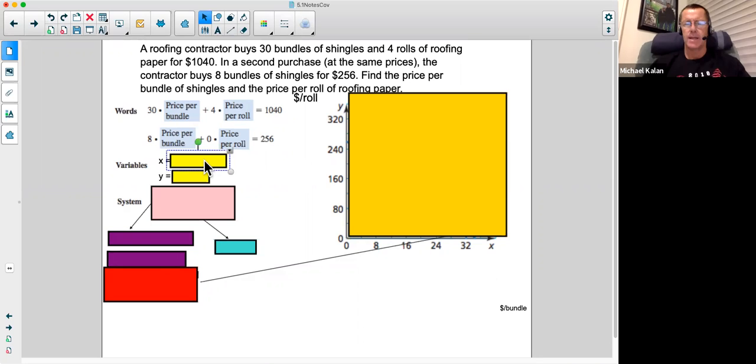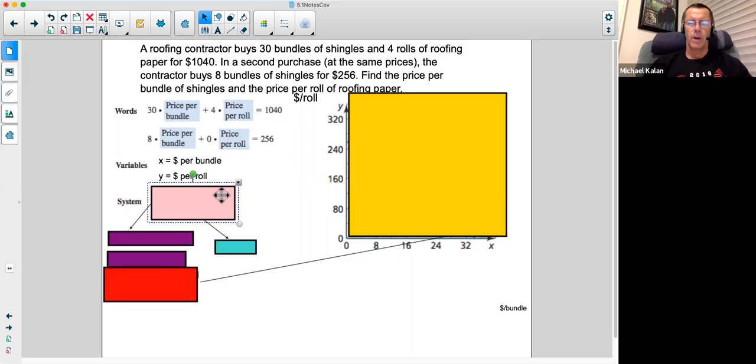If you want to do it like I did, I assigned X to be the price, the number of dollars per bundle of shingles. And then Y is the other unknown, which is the price per roll of roofing paper. All we have to do is plug in X for the price per bundle into our word equations and Y in for price per roll, or if you didn't do it on this one, that's okay. And we can have our system.